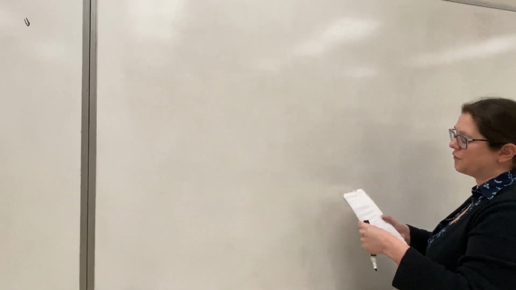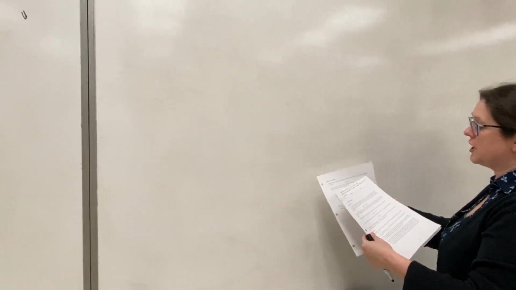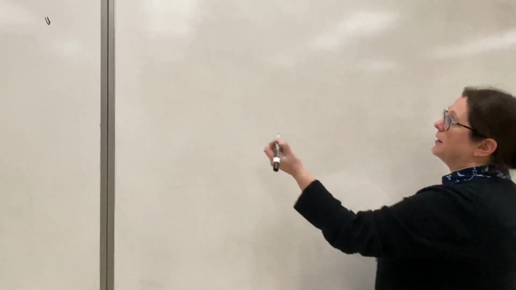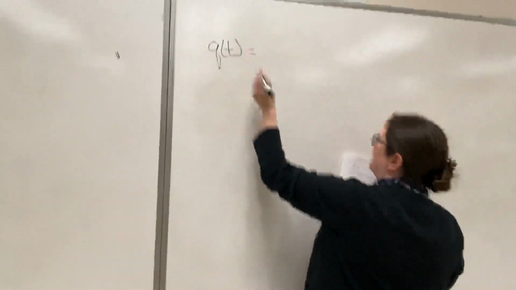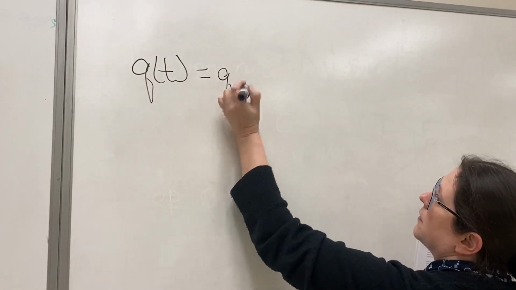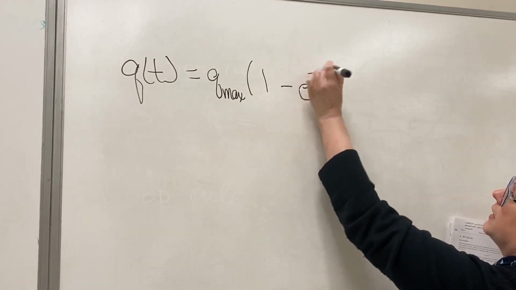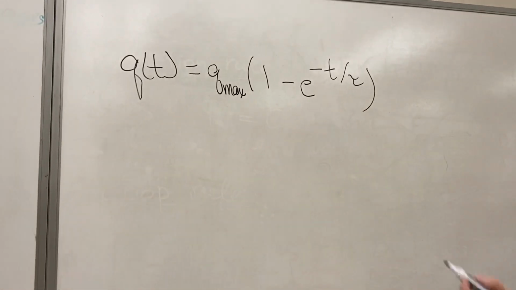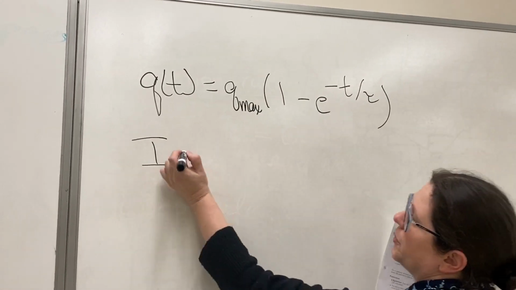So I go back to the first page and I want to look at the charging capacitor. So that's not this one, it's the second one. So I start by writing that. Q at any given time is going to be equal to Q max times 1 minus e to the negative t divided by tau. And the definition of current is the derivative of charge.